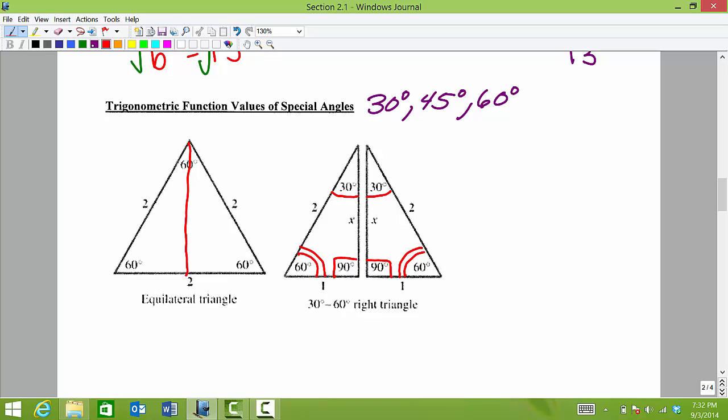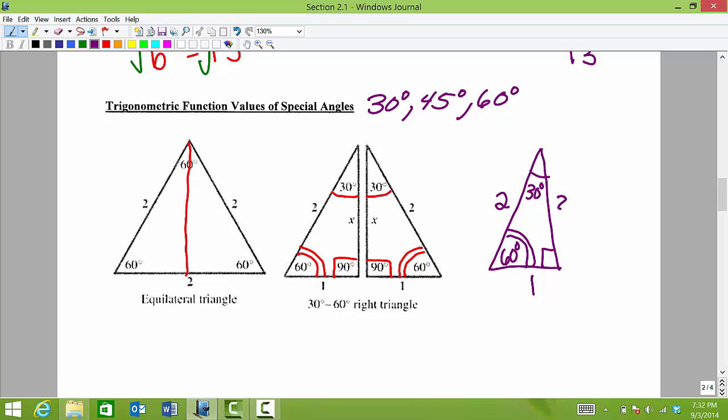Now we're just going to pay attention to one of them, so I'm going to redraw one of them right over here. This is what we call our 30, 60, 90 triangle. The hypotenuse for this will be a length of 2. That's the longest side of our 30, 60, 90 triangle. And if I look down here by the 60 and 90 degrees, we have a length of 1.